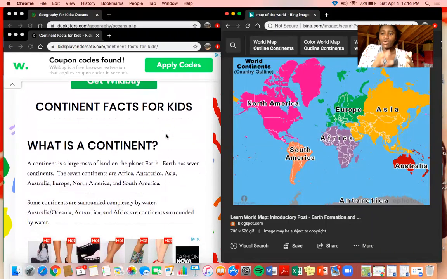So first it says, what is a continent? So a continent is just a big landmass that people live on. So we have big landmasses. So you can see the different colors. Those are our landmasses. Those are continents. So we have seven of them.